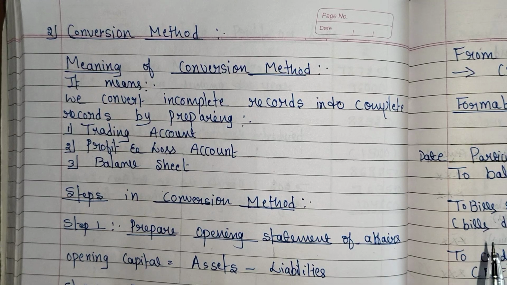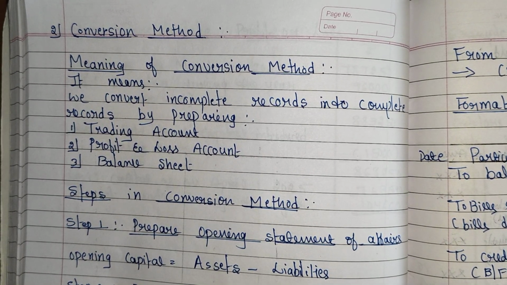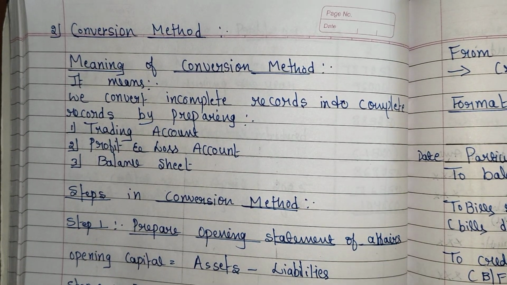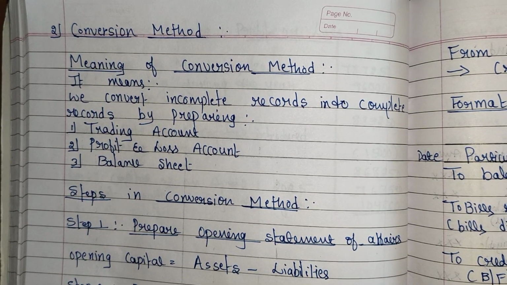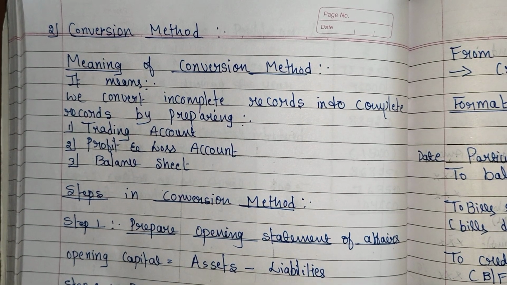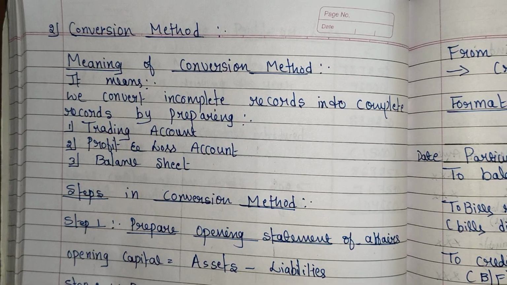In the last class, we studied accounts from incomplete records. In that, we learned the statement of affairs method. That is one of the methods to determine or ascertain profit or loss under accounts from incomplete records. So in today's class, we are going to learn one more method, that is the conversion method under accounts from incomplete records. It helps us to determine the profit or loss.